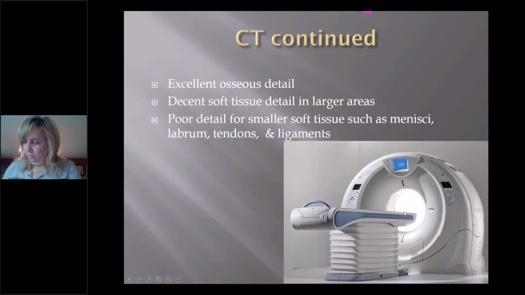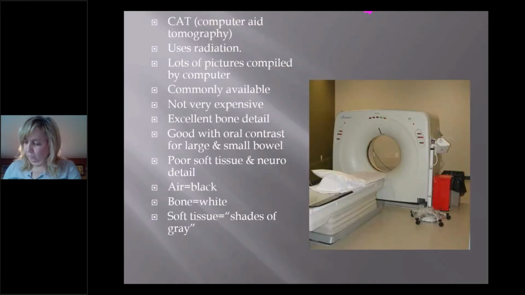So as the patient slides in and out, that CAT is constantly spinning, shooting pictures, and then sending them to the computer. The computers then regenerate those pictures to give us those cool little images that we're able to look at and utilize. Just for the sake of nomenclature, CAT is computed axial tomography. It uses radiation, lots and lots of pictures compiled by a computer, and is very commonly available even in rural settings. They're not very expensive. Outpatient CT in our area is probably about $200, $250.